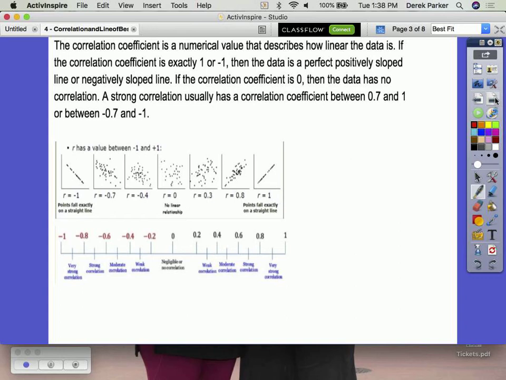And as you can see below, you have a good table in your notes to help you know. Very strong, and so on and so forth. And as you can tell, the R is your correlation coefficient. The R is the correlation coefficient. And here in a few minutes, I'm going to show you how to find that using your calculator.